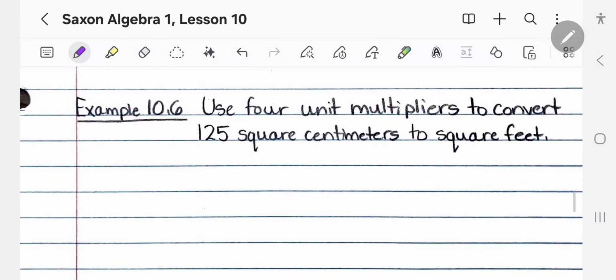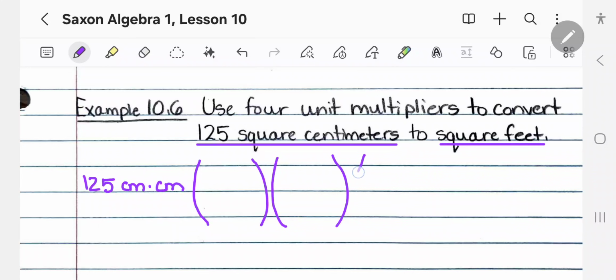Use 4 unit multipliers to convert 125 square centimeters to square feet. So we're going to start with the number that they give us, 125 square centimeters. Again, that's centimeters squared, but it would be helpful to list it as centimeters times centimeters. So if we can cancel, we're going to go to feet, square feet. So I'm going to have 4 unit multipliers, and I'm going to end up with some number of square feet, okay?